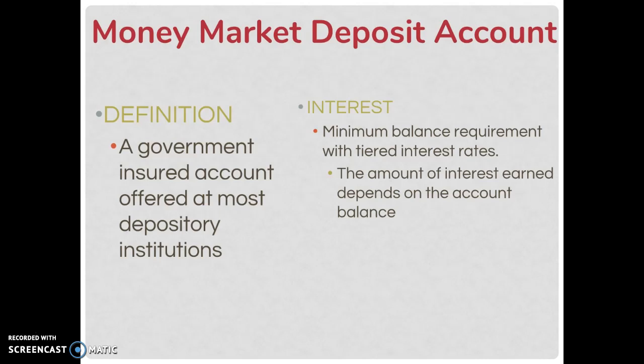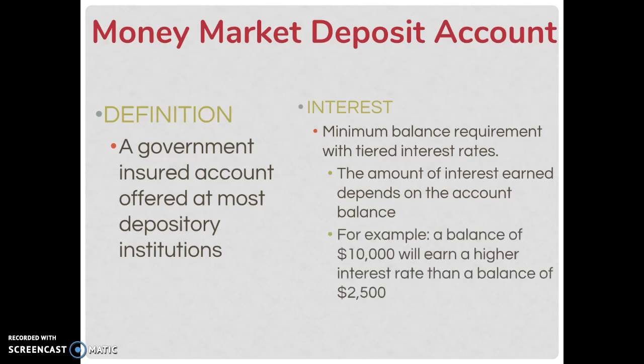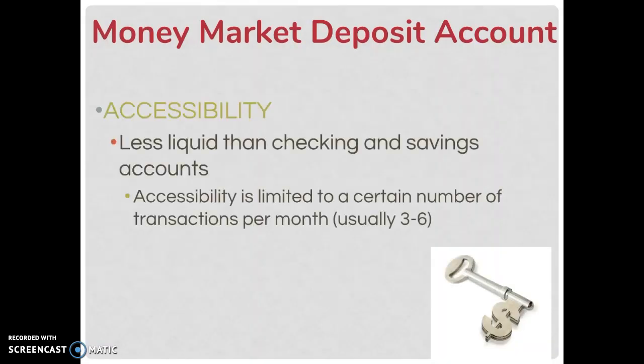So money market deposit accounts typically will give you a higher interest rate than savings accounts will. But the trade-off is that your money is not as easy to access, so it's going to be a little bit less liquid. For example, with tiered accounts, the more money you put in, the better interest rate you're going to get.